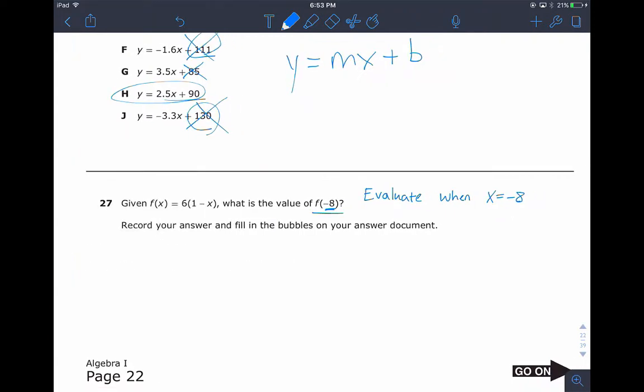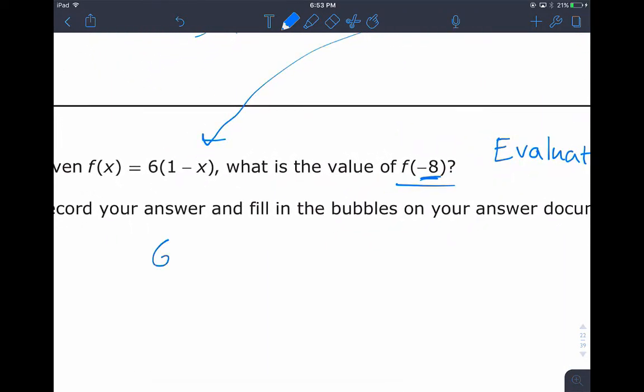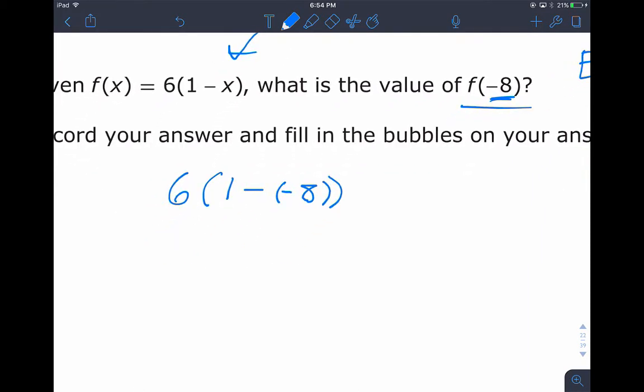It's function notation, a little different. All that means is we're going to plug in negative 8 for the x. We just have to be careful when we're doing that. So I'm going to write 6 times the quantity 1 minus negative 8. We have to be kind of careful on that. When we're subtracting a negative, it's the same thing as adding. So I'm going to change that to 1 plus 8, and then you have that times 6. So that's 6 times 9, and that's going to be 54.